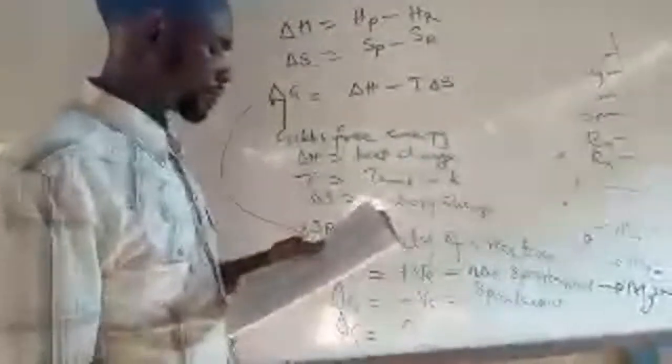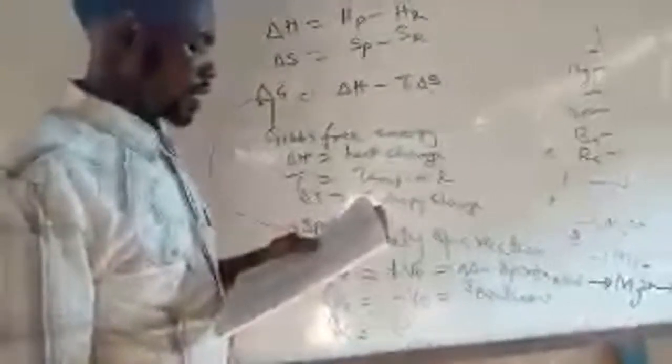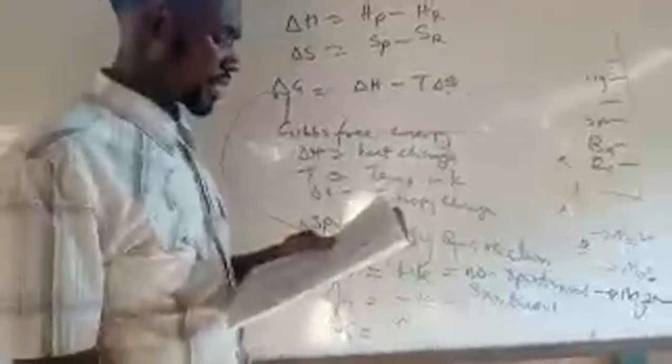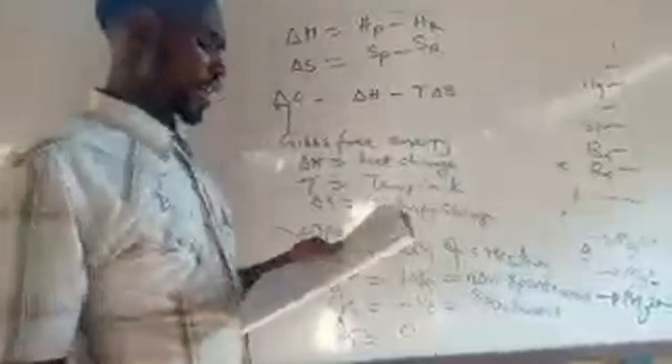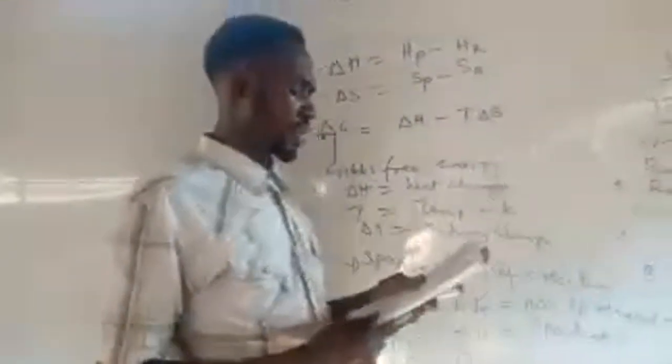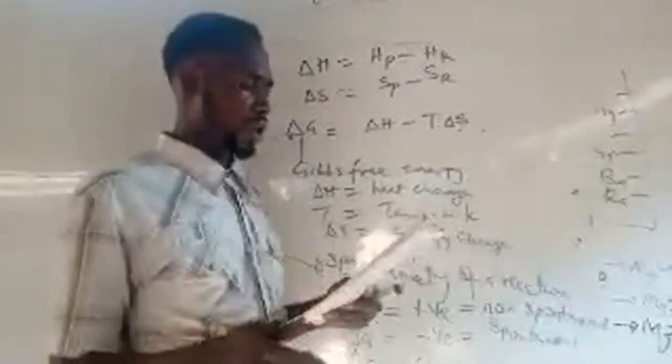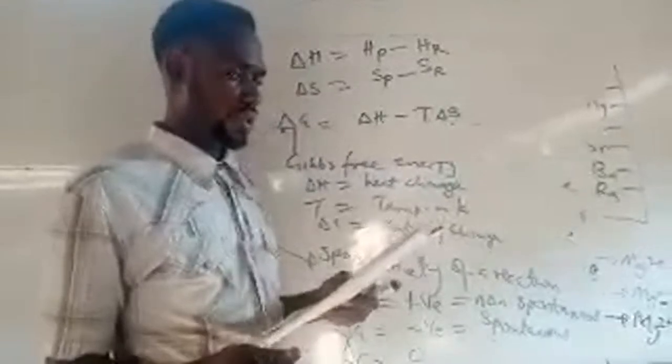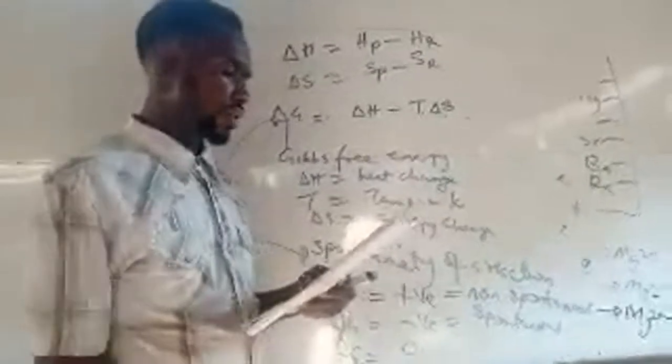Explain briefly the following terms using an appropriate example in each case. One, homologous series. Next one is heterolysis. Laws of electrolysis.